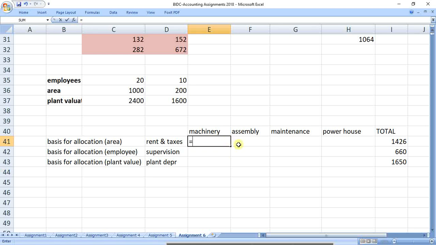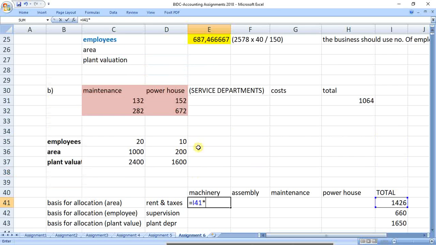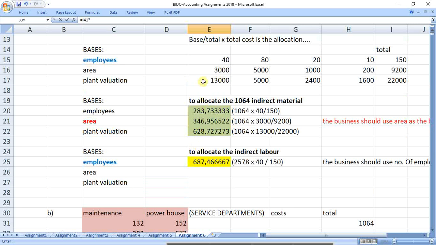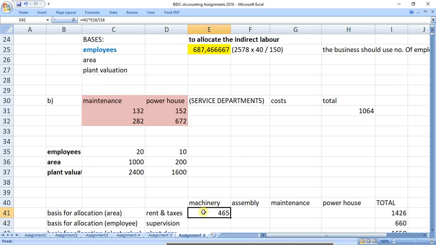So see, this is how we allocate the cost. We take the total, we multiply it by area. How much area does the machinery take up? 3,000. 3,000, there it is. Divided by, what was the total area? 9,200. That's the cost that I'm allocating. See, that's how you do it.